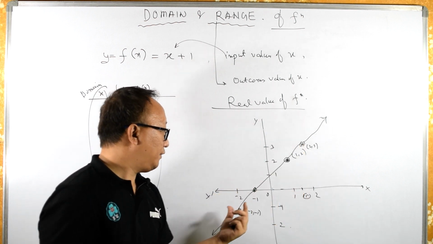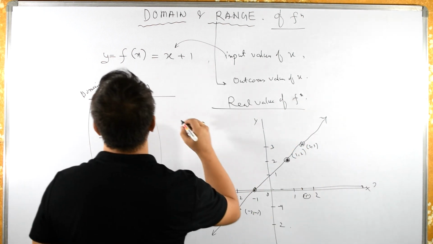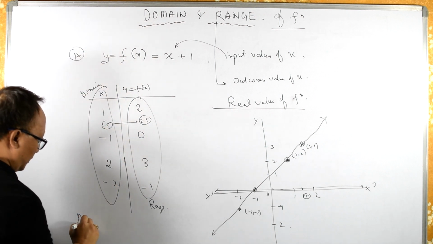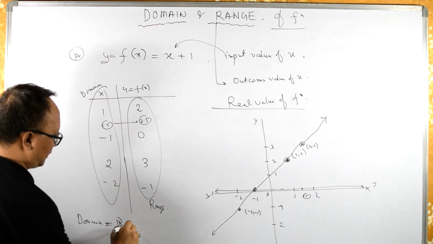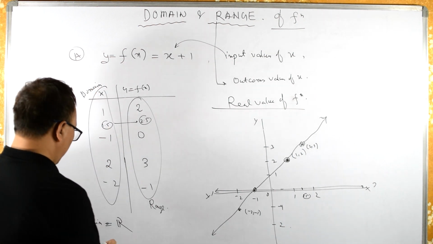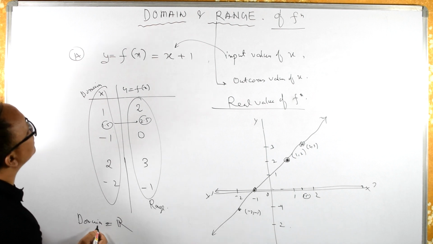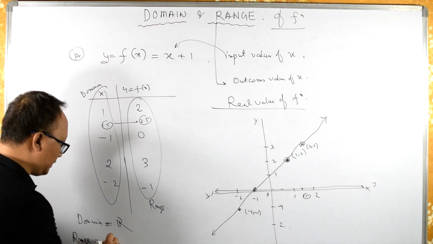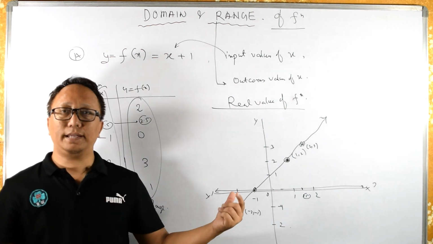Okay. Now therefore domain is what? In this case, example A, domain is all real numbers, whether plus or minus, all real numbers. And what is range? Range also becomes what? All real numbers. Let's take another example.